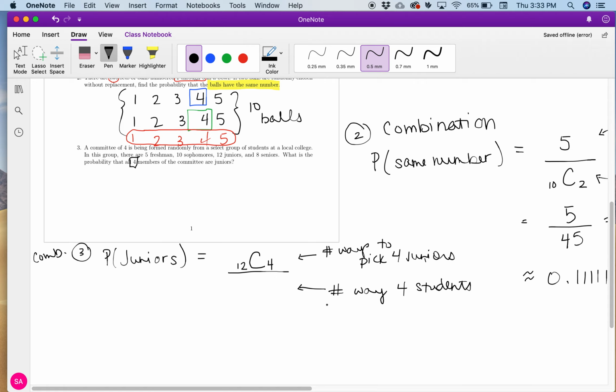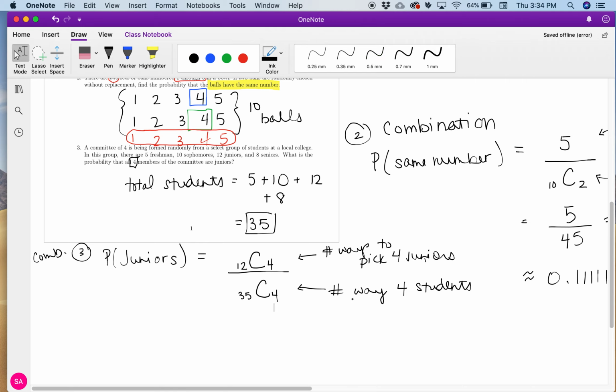The number on the bottom is the number of ways to pick any of these students. So first we have to know how many total students there are. And we could do that by just adding up. We have 5 freshmen plus 10 sophomores plus 12 juniors plus 8 seniors. Add that up, you should get 35. So there's 35 students to pick from, and we want to choose 4 of them. And then we want to simplify this equation right here.